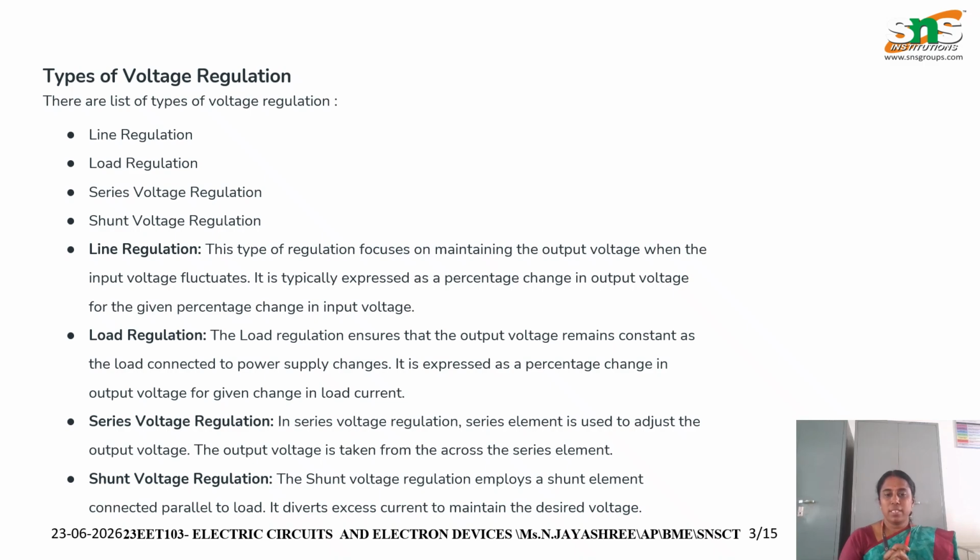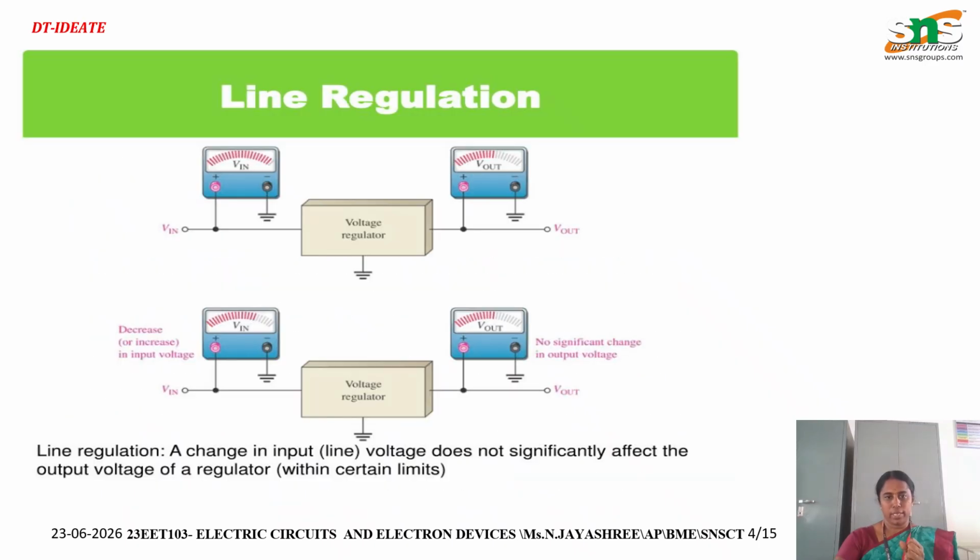Next one is what? In series voltage regulation, a series element is used to adjust the output voltage. Shunt voltage regulation employs a shunt element connected in parallel to the load. The output voltage is taken across the series element. It diverts excess current to maintain the desired voltage.